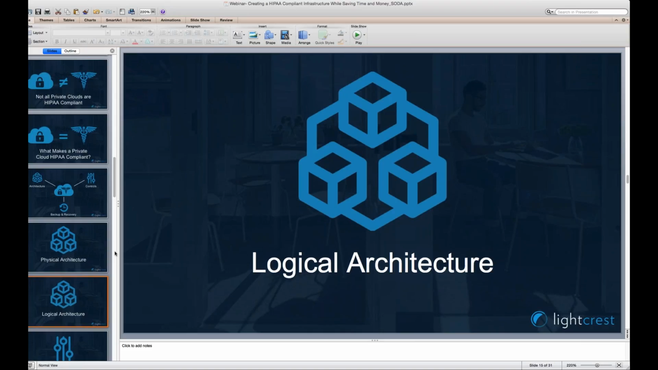Things you need to consider are: at any point, is my EPHI transmitted in plain text anywhere? Where is that happening, right? If it's not being encrypted, if it's happening over the wide area network or the public internet, that's pretty bad, right? You're going to have a hard time passing an audit if you are sending EPHI over vanilla HTTP, even if it's within your own private VLANs, right?